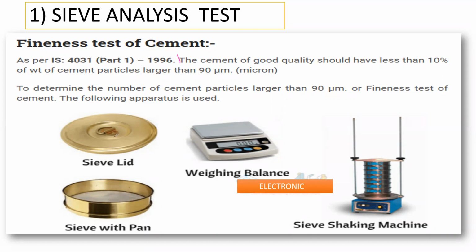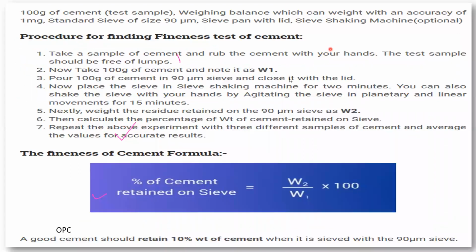Then how do you do this test? What all things do we require? To determine the amount of cement particles larger than 90 micron, or the fineness test of the cement, the following apparatus is used. The first is a sieve lid, then you require the sieve with a pan, a weighing balance, and a sieve shaking machine. So this is how it goes. We'll quickly go through this. It's a very simple test.